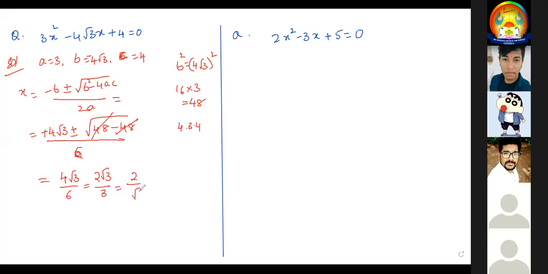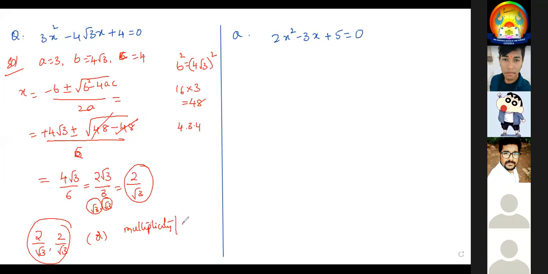That is 2 by root 3. You know, this 3 can be written as root 3 into root 3. So we are getting one root. That means the roots are 2 by root 3, comma, 2 by root 3. Or as the boy is saying, multiplicity is the perfect word. Or somewhere they ask order also: the order of 2 by root 3 is 2. That means 2 by root 3 is coming twice. Now the next question.